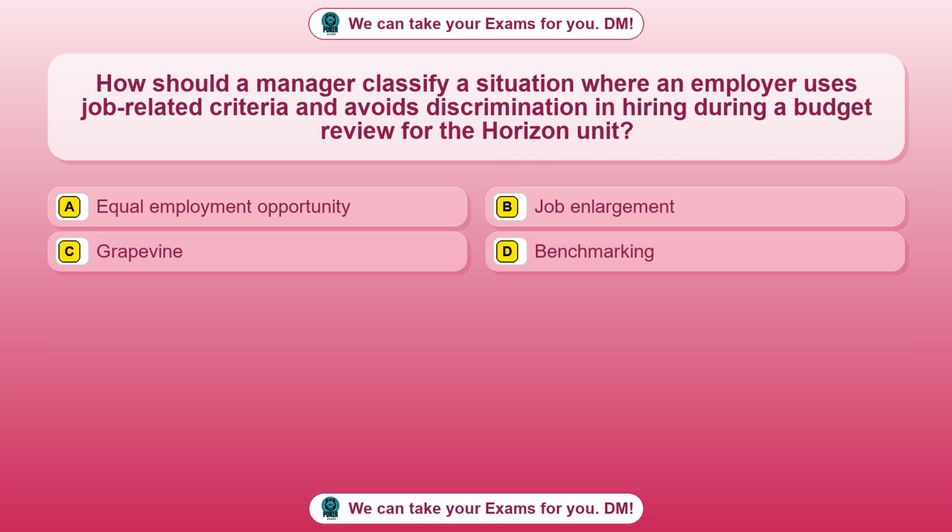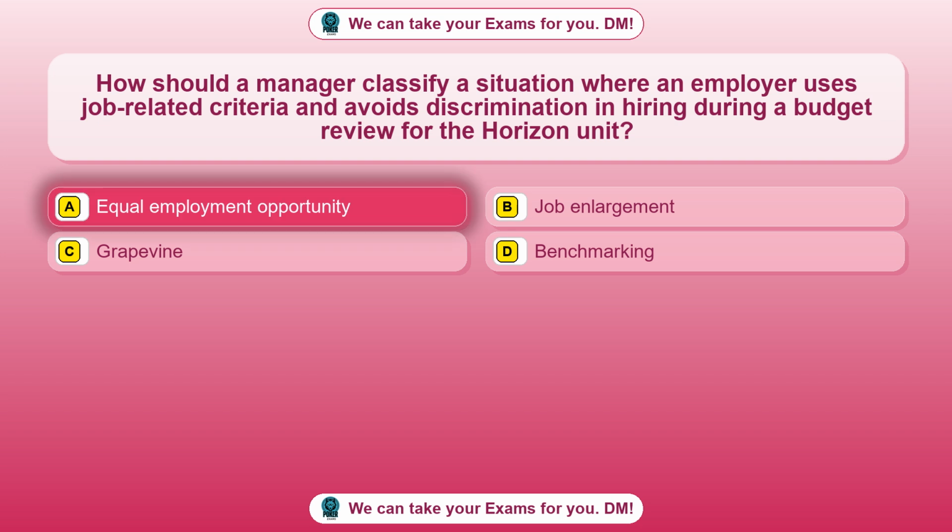Question 11. How should a manager classify a situation where an employer uses job-related criteria and avoids discrimination in hiring during a budget review for the Horizon unit? Option A, equal employment opportunity. Option B, job enlargement. Option C, grapevine. Option D, benchmarking. The correct answer is option A, equal employment opportunity.